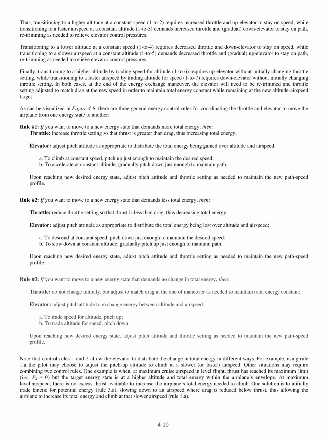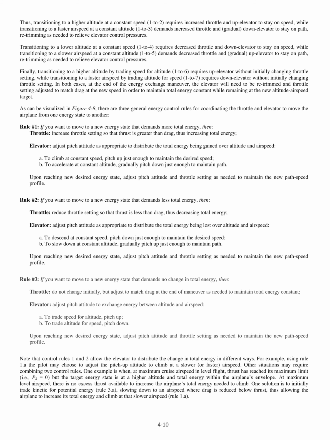As can be visualized in Figure 4.8, there are 3 general energy control rules for coordinating the throttle and elevator to move the airplane from one energy state to another. Rule number 1, if you want to move to a new energy state that demands more total energy, then throttle: increase throttle setting so that thrust is greater than drag, thus increasing total energy. Elevator: adjust pitch attitude as appropriate to distribute the total energy being gained over altitude and airspeed. A, to climb at constant speed, pitch up just enough to maintain the desired speed. B, to accelerate at constant altitude, gradually pitch down just enough to maintain path. Upon reaching new desired energy state, adjust pitch attitude and throttle setting as needed to maintain the new path speed profile.